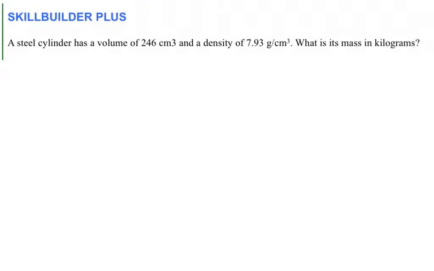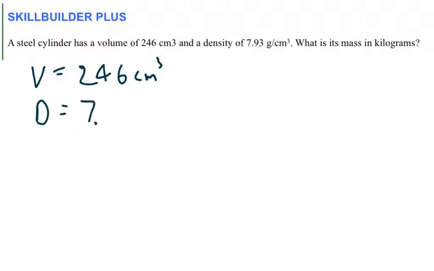All right, let's take a look at another one here. So here they're giving you a volume, a steel cylinder has a volume of 246 cubic centimeters. They also give you the density, 7.93 grams per cubic centimeter. Right now the units look good, but notice they want the mass, but they want it in kilograms.